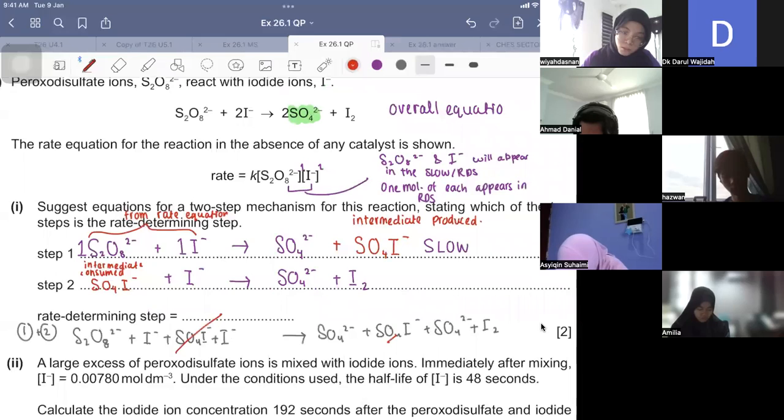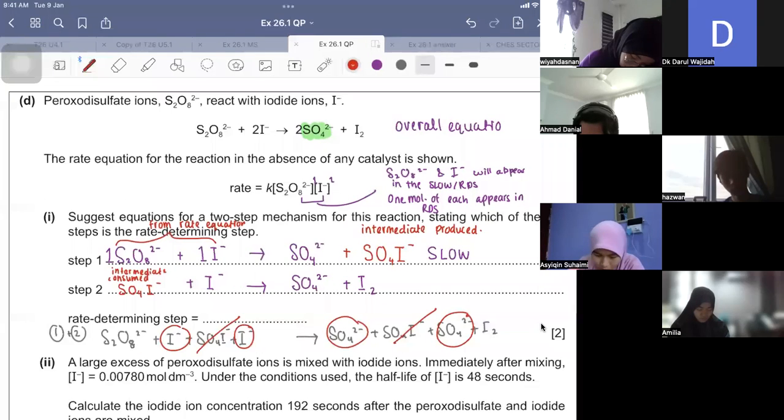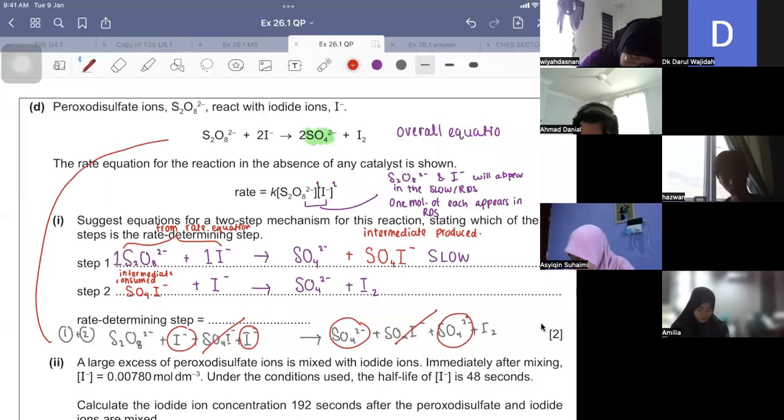SO4 minus cancels out. My I minus becomes 2I minus. My SO4 2 minus becomes 2 SO4 2 minus and iodine. And they will give me the same chemical equation.